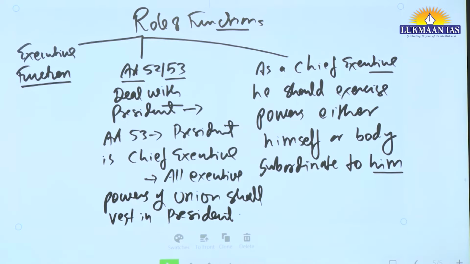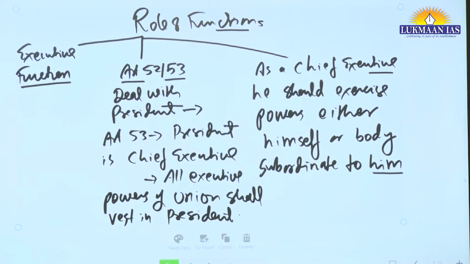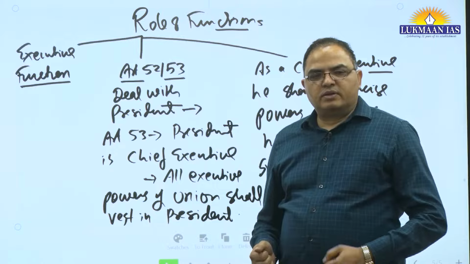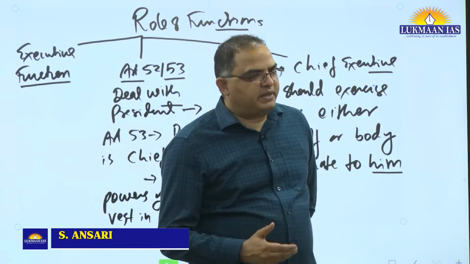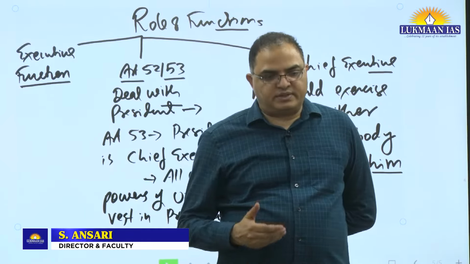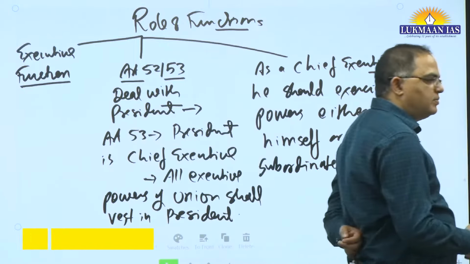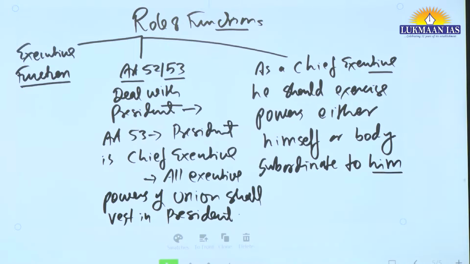Article 52 is just a formality: there shall be a President of India. It is Article 53 which is important. Article 53 makes the President of India the chief executive. That is why he is the most superior functionary, because he is the chief executive. All other functionaries are subordinate to the President.